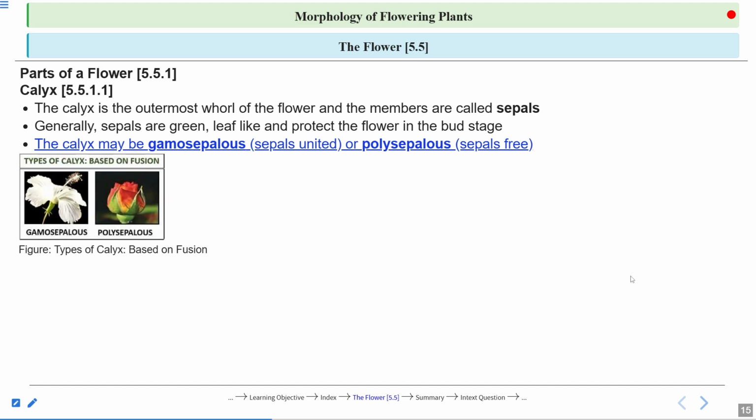So here you can see this is the hibiscus flower. See the flower carefully, hibiscus flower. All the sepals are united and forming a tube-like structure. It is forming a tube-like structure, gamosepalous, in the case of this Hibiscus rosa-sinensis. And in the case of rose, all the sepals are free. This is one sepal, this is second, this is third. So in this way, all the sepals are free. So polysepalous when sepals are free, gamosepalous when sepals are united.